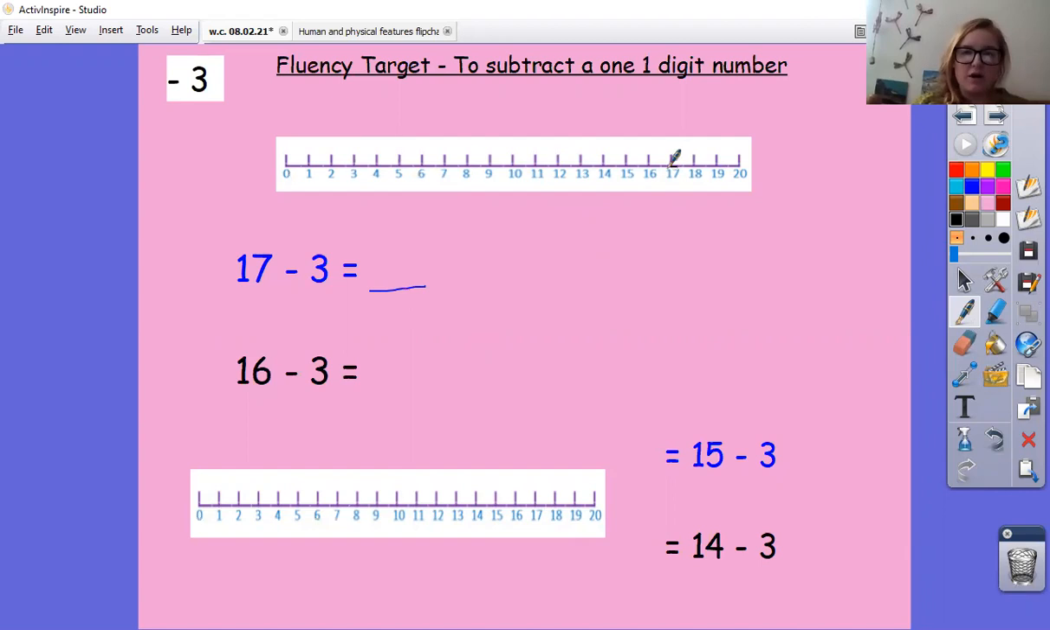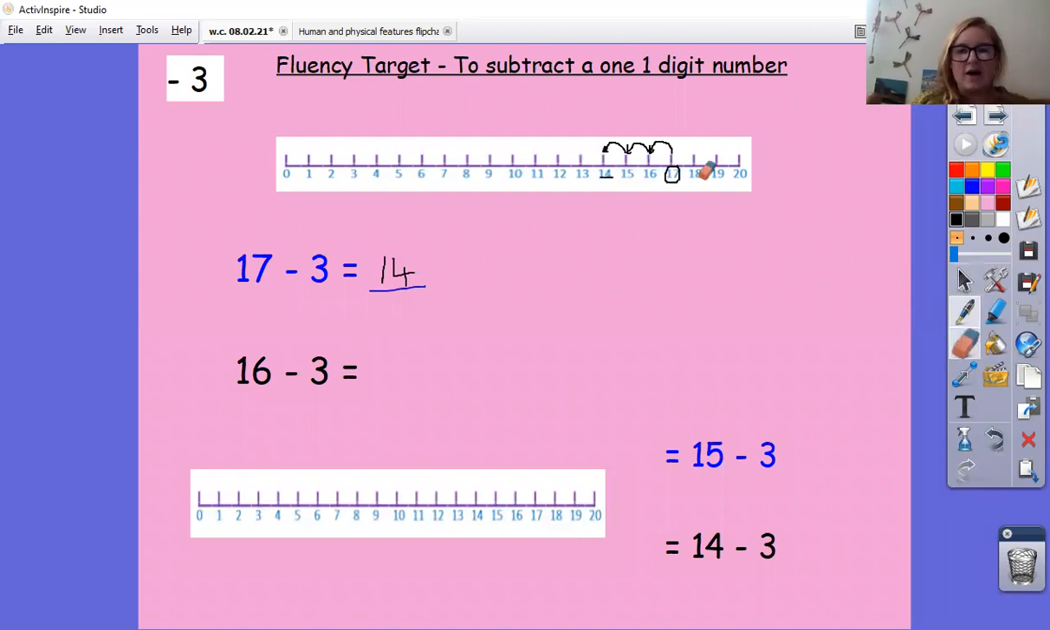So I'm going to circle my first part, which is 16. Fantastic. And then I'm going to subtract my second part, which is 3. Just to show I'm subtracting 3, I'm going to draw 3 arrows. 1, 2, 3. So I've started at my first part. I've subtracted 3. What is my remaining part? My remaining part is 14.